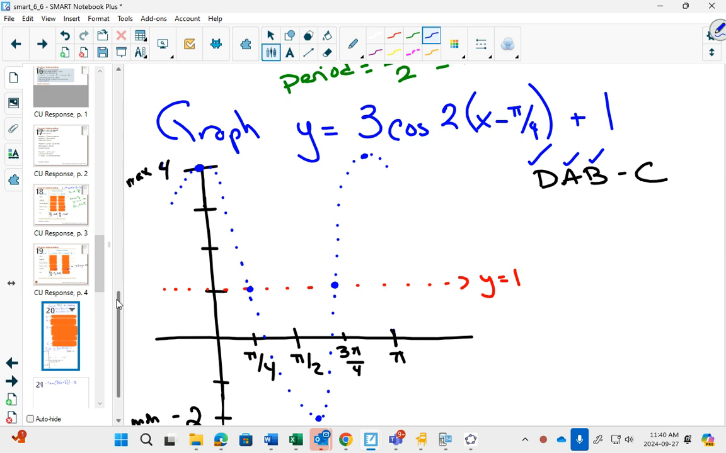This is what our graph would look like if we didn't move it left or right. And that's what the dash is for. To draw the graph before a shift. And we have the 5 points labeled nicely.